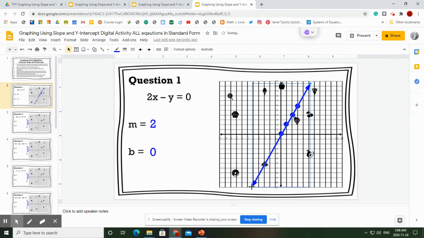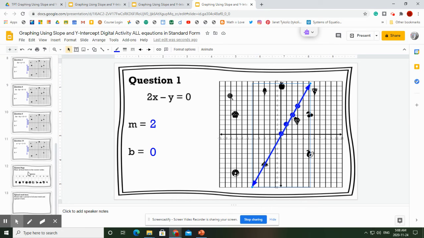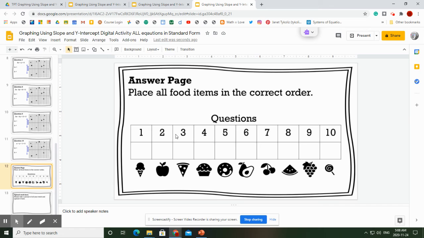Every food item will connect with only one line. So I'm going to keep all of that information. I'm going to write down watermelon somewhere, and then I'm going to continue to go through these examples here. And then once I get to the second last page, here's the answer page. It has the questions. So there are 10 questions here. Question 1, the food item that intersected with the line was a watermelon. So I can also drag and drop these icons into the picture here. There's the answer sheet, which has all the correct food items in the correct order there.